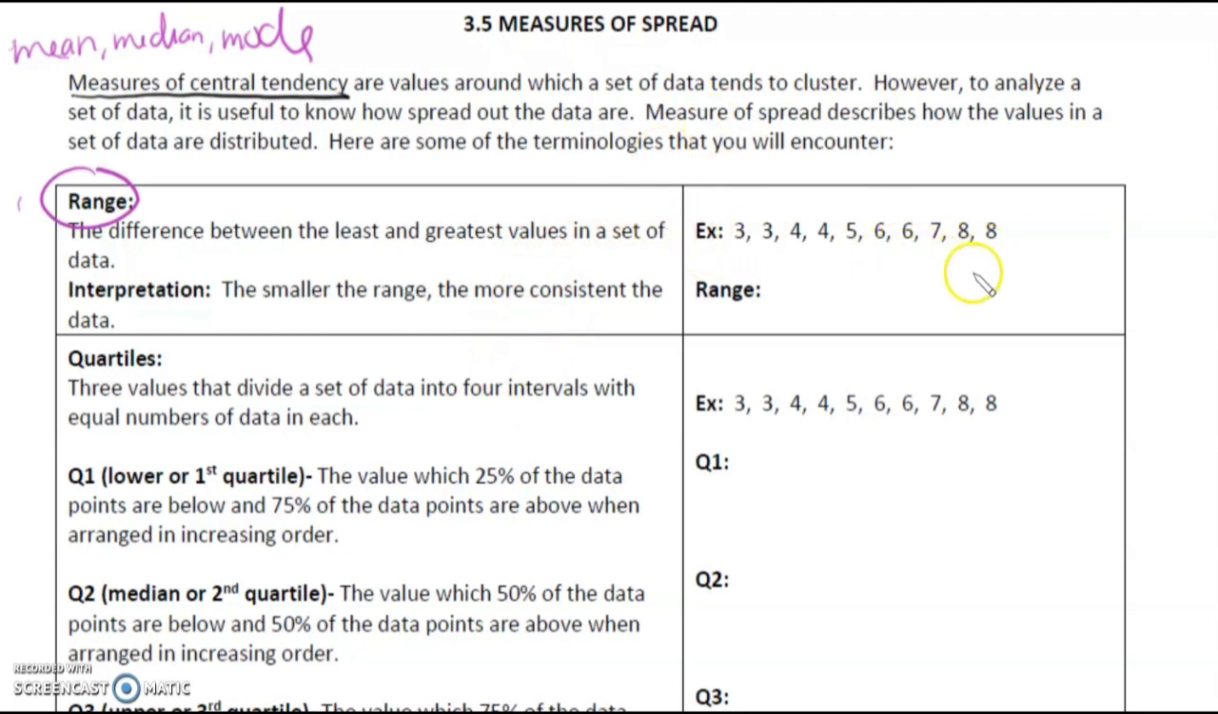So this is an example. 3, 3, 4, 4, 5, 6, 6, 7, 8, 8. If you take a look at the highest number, which is 8, and the lowest number, which is 3, and just to point out, these numbers are given in order, the range is 5. So all of these numbers occur over the range of 5 different numbers.